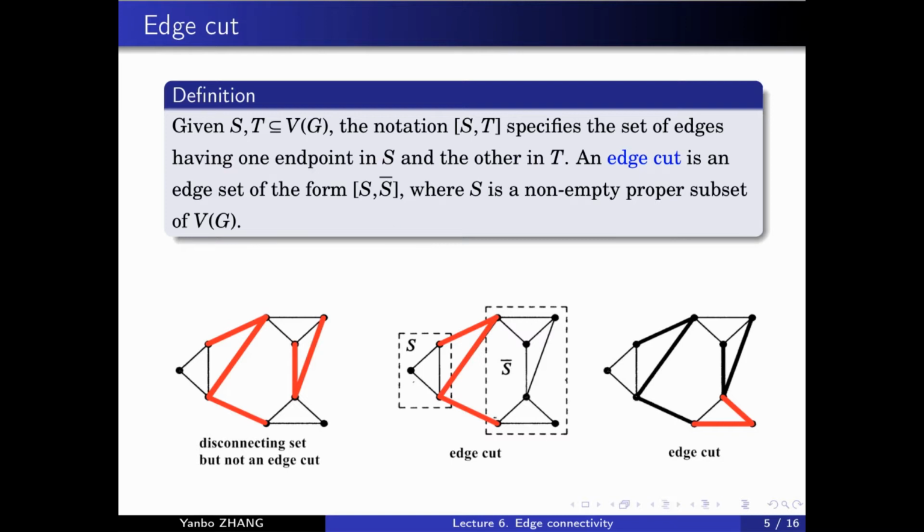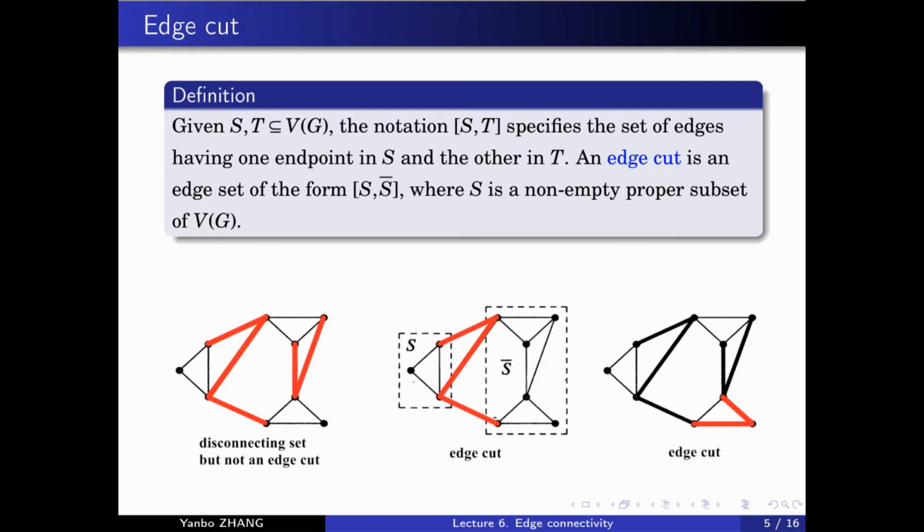Here, S is a non-empty proper subset of V(G). The complement of S, S bar, is the set of all the vertices which belong to V(G) but do not belong to S. That is to say, the vertex set can be partitioned into two sides, S and S bar. An edge cut is the set of all the edges with one end in S and the other end in S bar.